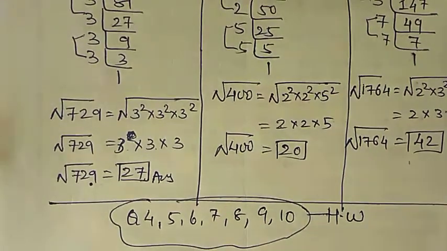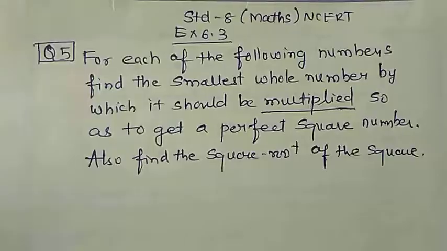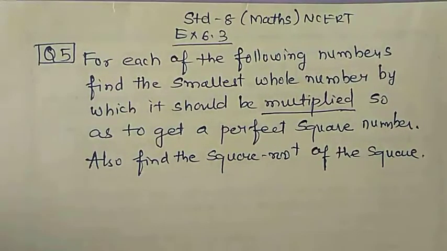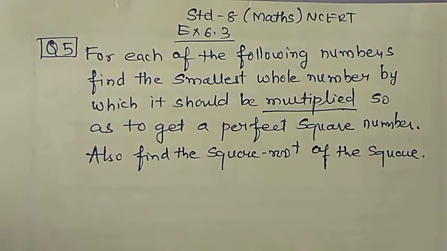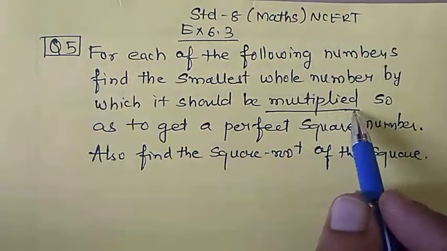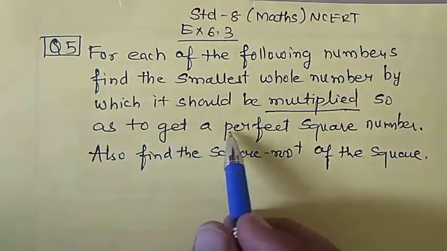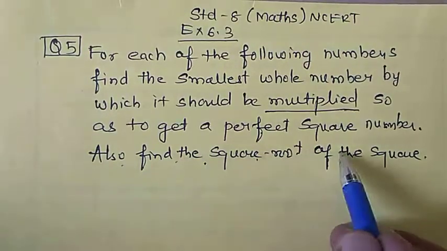Now we will do exercise 6.3, question number 5. Hello friends. Now question number 5. As we have discussed question number 4, similarly question number 5. Find each of the following numbers. For each of the given numbers, find the smallest whole number by which it should be multiplied so as to get a perfect square number. Also find the square root of the square.